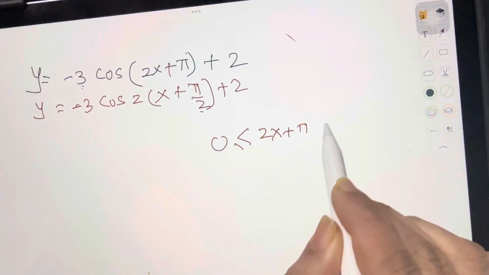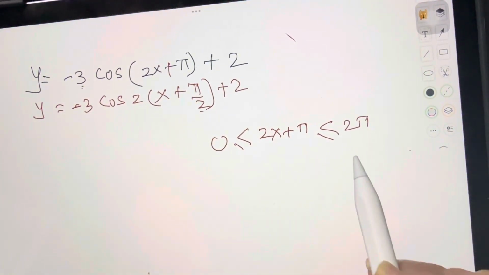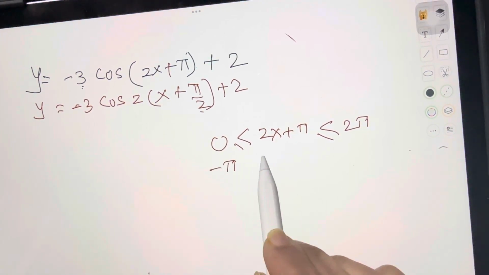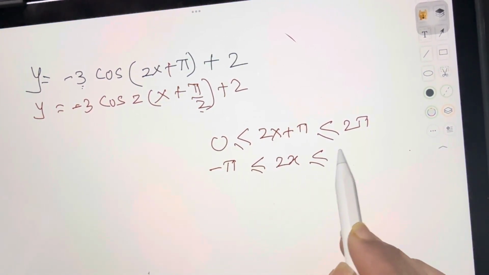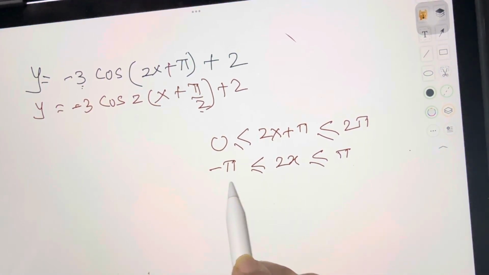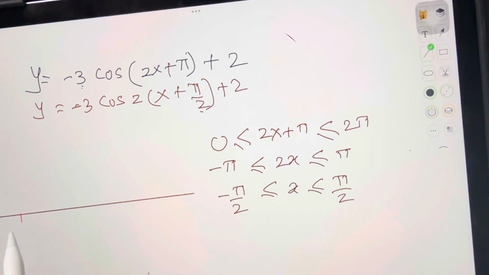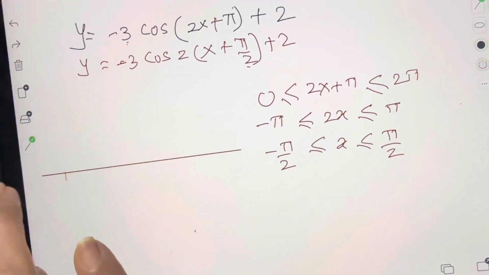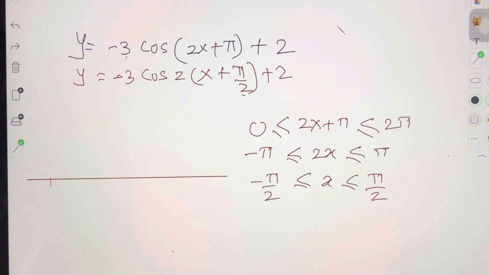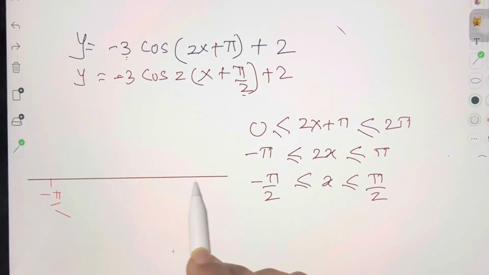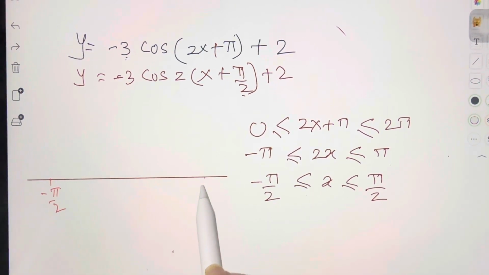The cos function's period is also 2 pi. So subtract pi from both sides. It will be 2x; if I subtract pi, I will get negative pi. If I divide all the terms by 2, I get negative pi by 2 to pi by 2. So you got it that your graph is between negative pi by 2 and pi by 2.